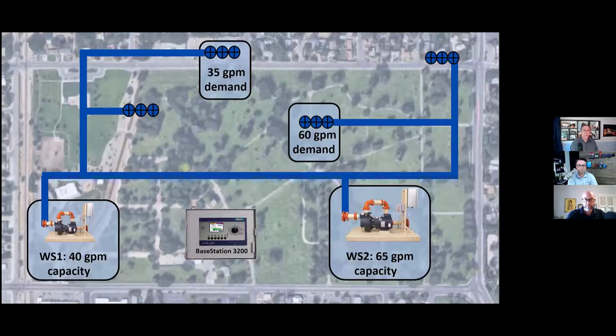Now, when the demand out in the field drops, we start closing zones. Well, if it drops down to 40 GPM, water source 2 will close. So water source 2 will be off and on only as needed. And that's dynamic flow allocation, which is programmable in the controller itself.